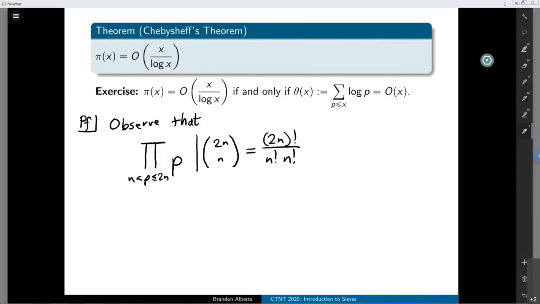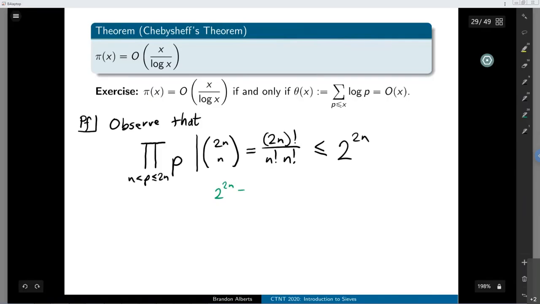Now this is really nice because we can say something more about this binomial coefficient. This binomial coefficient is no bigger than 2 to the power of 2n, or 2 to the power of 2 times n. And depending on how comfortable you are with binomial coefficients, this might feel very natural or it might feel pretty out of the blue, so I'll just prove it real quick.